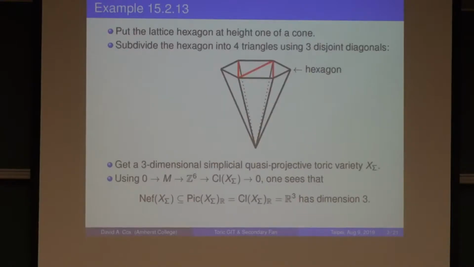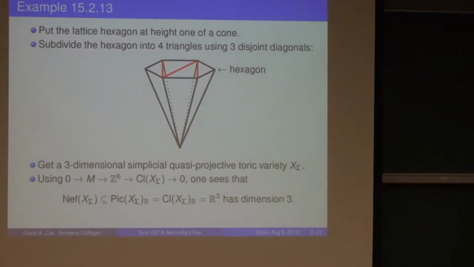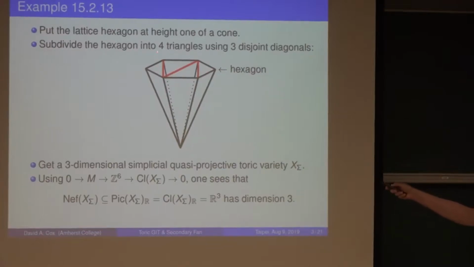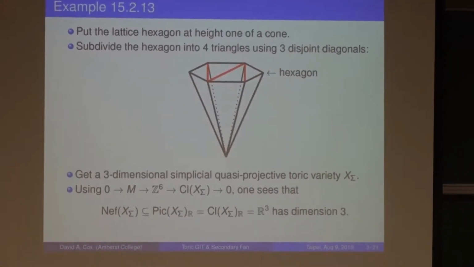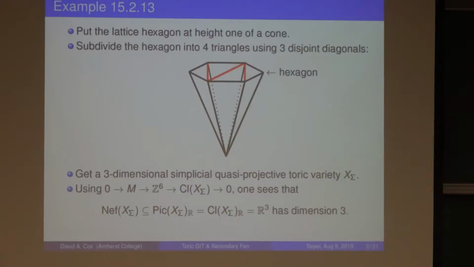And so to start with, take a lattice hexagon. We've seen some very classic ones. And put it at height 1 of a cone. That's a construction we've done several times. But then we subdivide it. Basically, you can think of triangulating the hexagon. So I get 1, 2, 3, 4 triangles. And the crucial thing is just to use disjoint diagonals. So I don't want them to cross. I don't want to introduce any new vertices or anything.